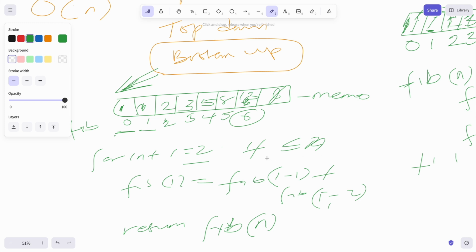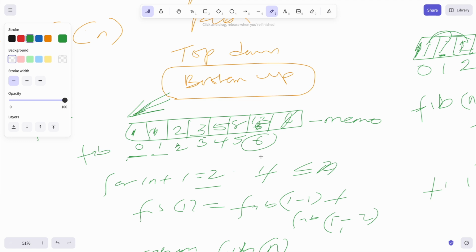So that is more discussion about the Fibonacci numbers pattern.